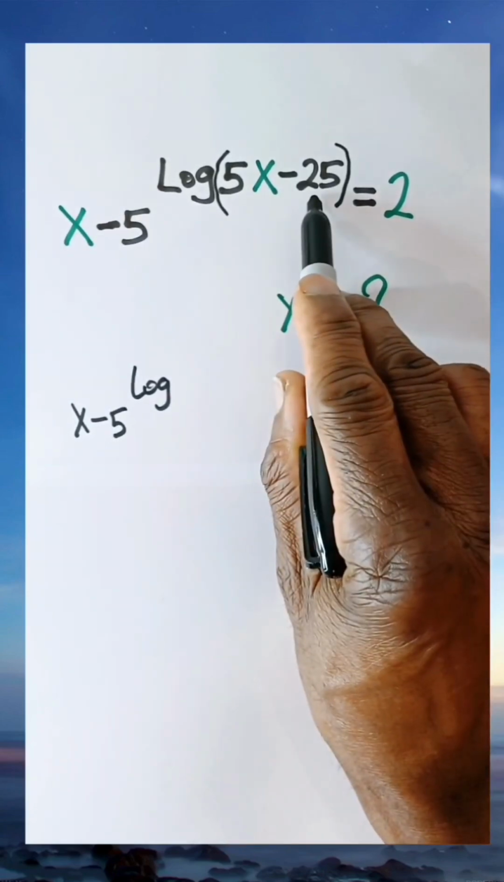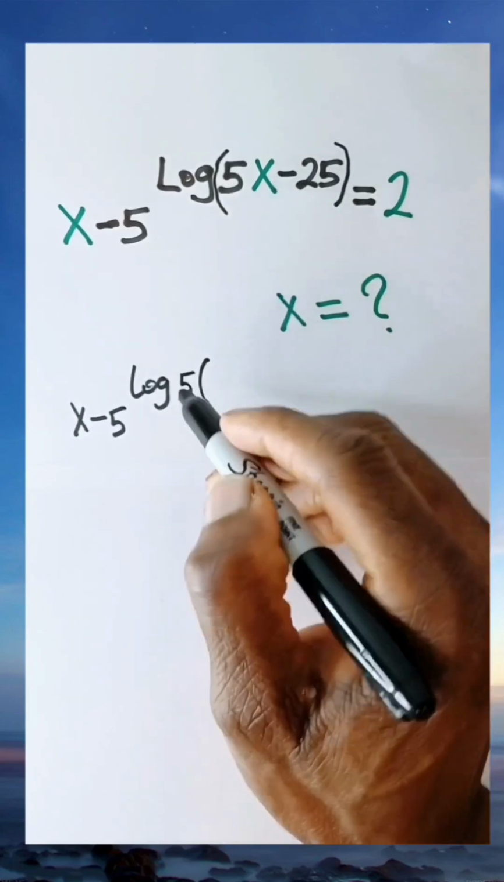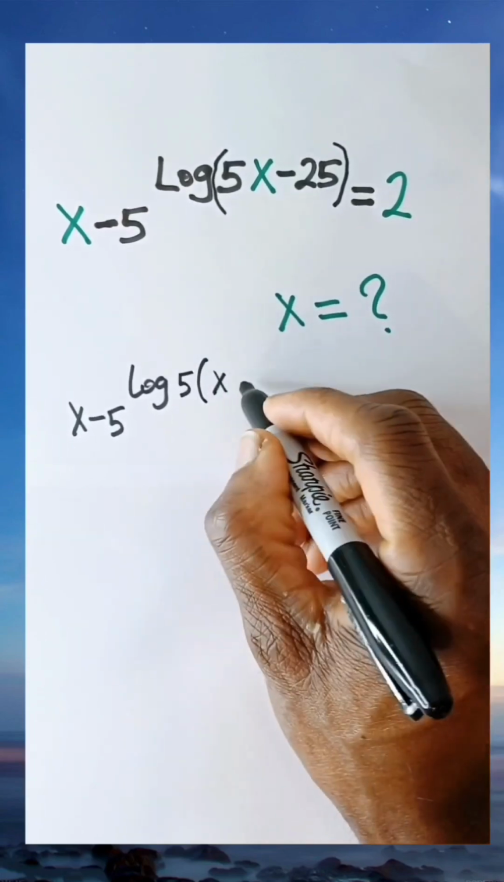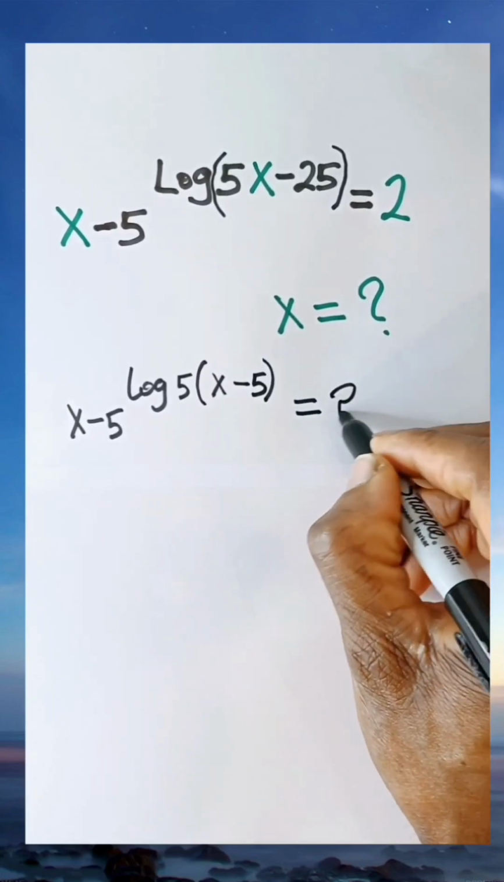Here we are going to factor out 5. So we will have 5x divided by 5, we will be left with x, minus 25 divided by 5, we will be left with minus 5. And this is equal to 2.